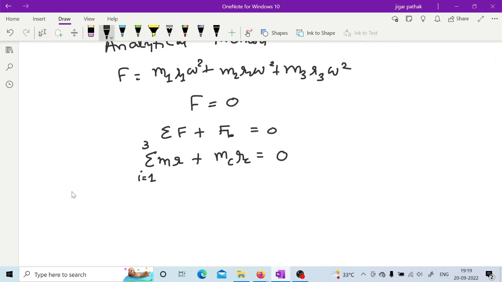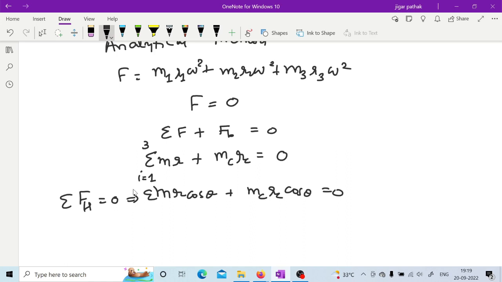So if you take the sum of forces acting in the horizontal direction equal to 0, then you will arrive at sigma mr cos theta plus MCRC cos theta equals 0. Again here i goes from 1 to 3 in our particular case, right?